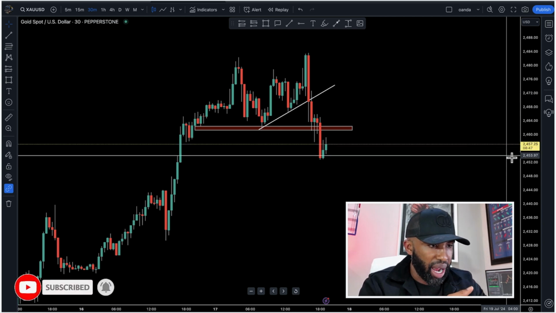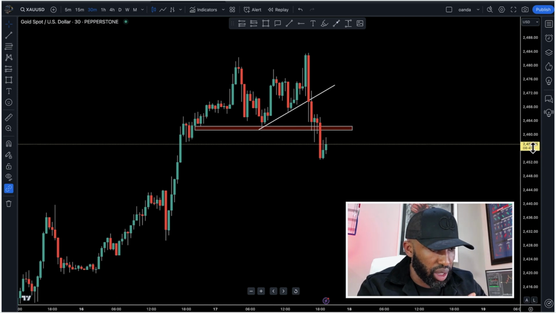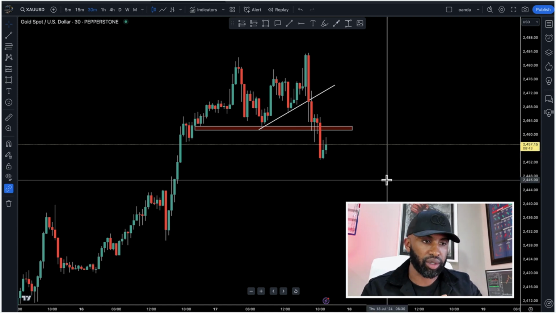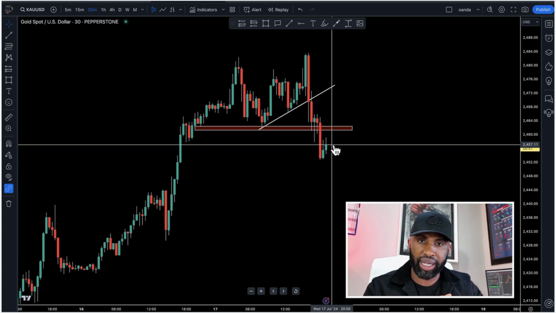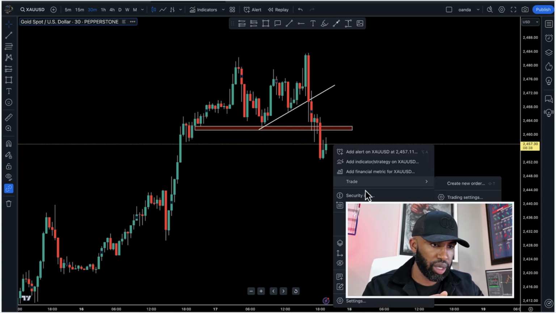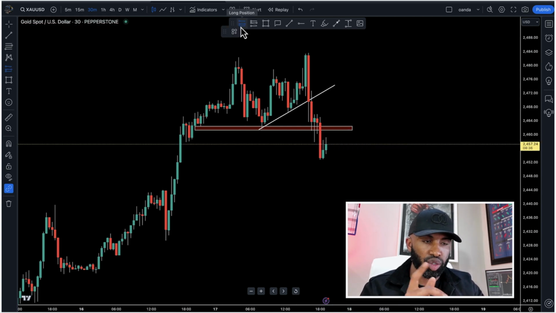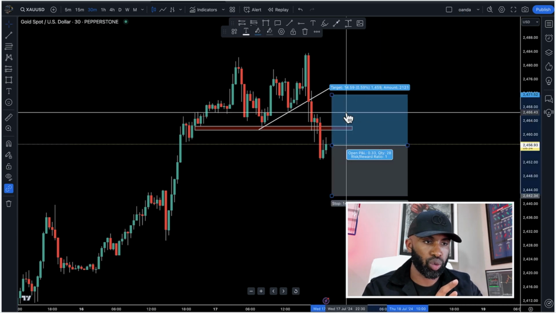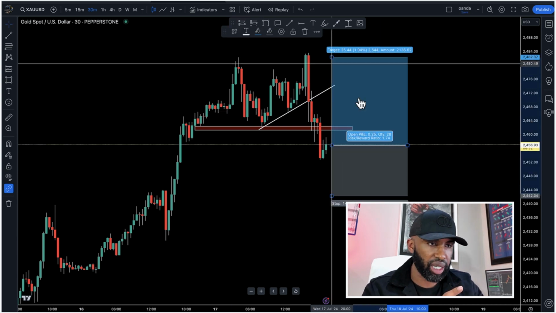So, price right now on gold is 2457. If I click buy right now on market order, so let me do this actually. TradingView has a nice risk and reward tool.